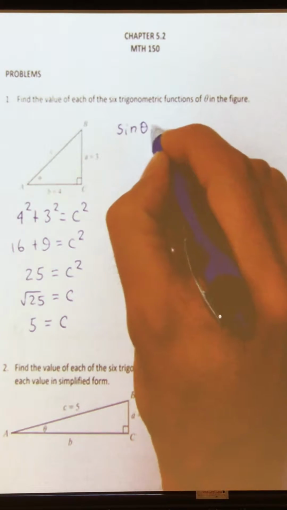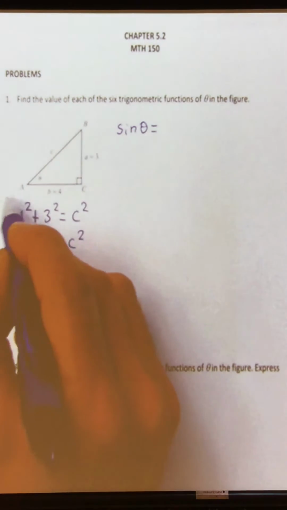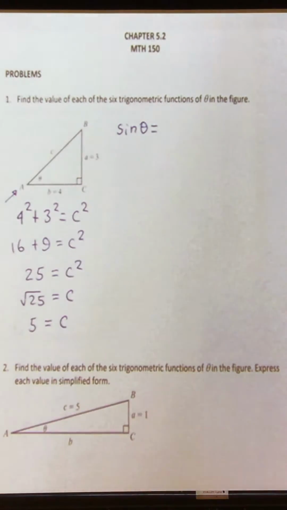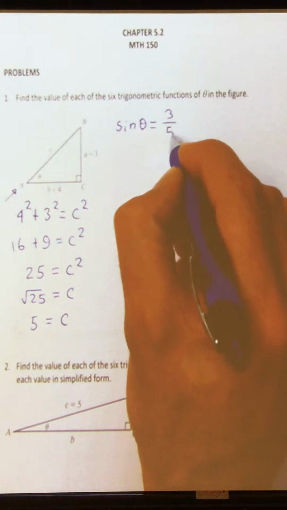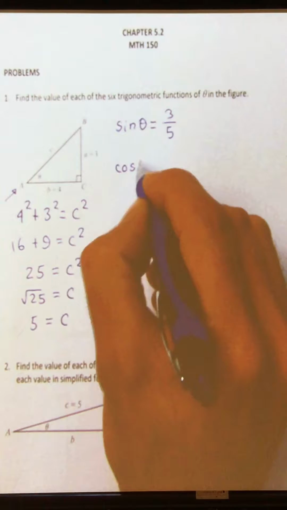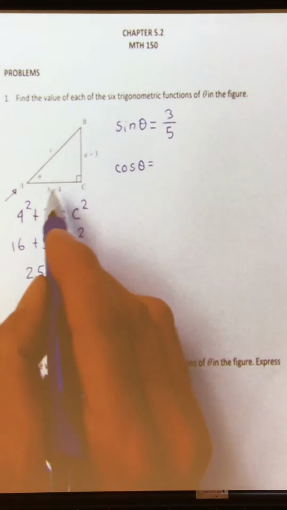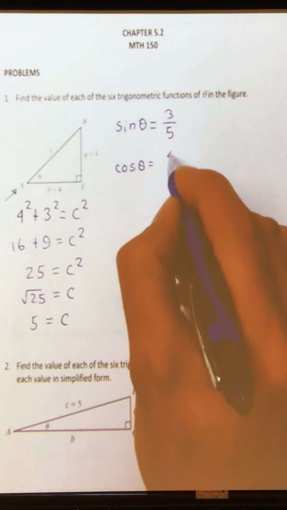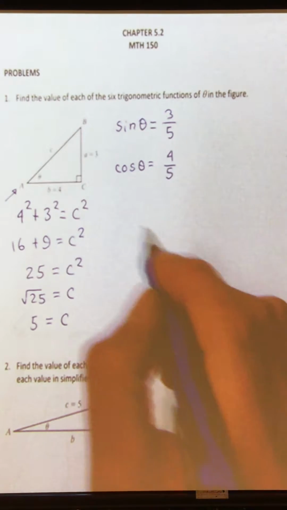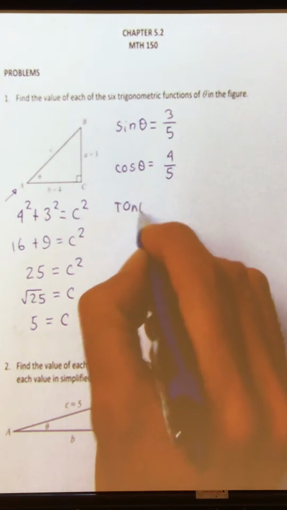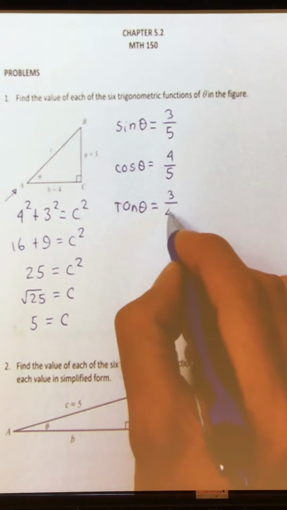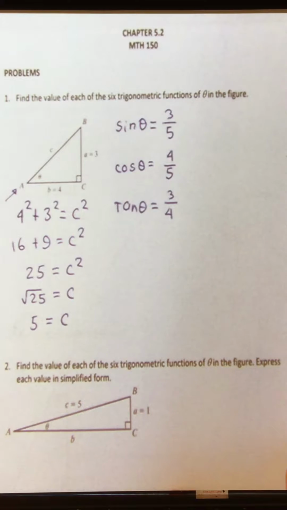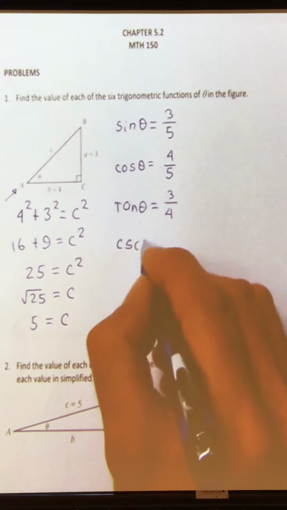The sine of the given angle, look through this way, is the given angle, is defined to be the opposite length, so 3, divided by the hypotenuse length, 5. The cosine of the angle is defined to be the adjacent length, here that's 4, divided by the hypotenuse, which is 5. And the tangent is defined to be the opposite length here, which is 3, divided by the adjacent length, 4.